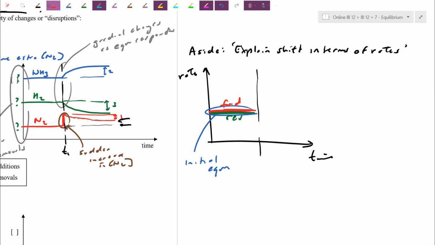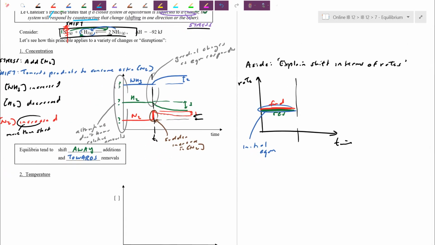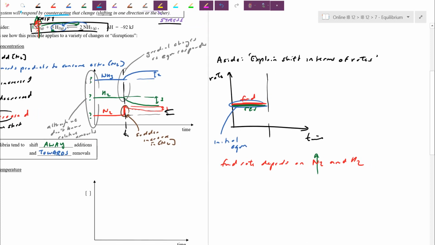Remember, in this situation here, my stress was I suddenly added more N2. Okay? So what does the forward rate depend on? The forward rate depends on N2 and H2. Right? These have to collide with good energy, good geometry. What I've done during my stress is I've suddenly increased the N2. I've suddenly increased way more N2s. So therefore, there's going to be a lot more collisions. The chances of you having a good energetic collision, good geometry and all that increases. So the forward rate, which depends on the N2, H2, upon adding the N2, the forward rate increases.